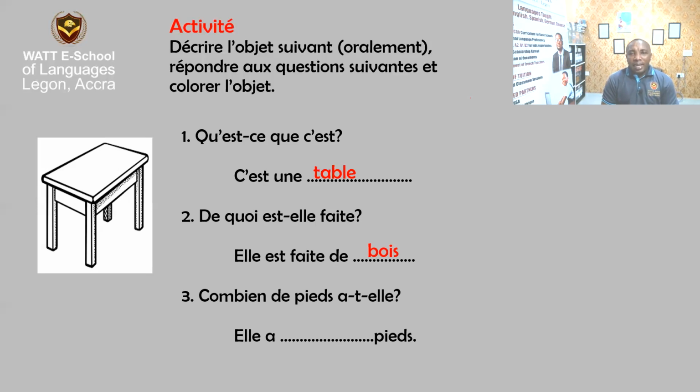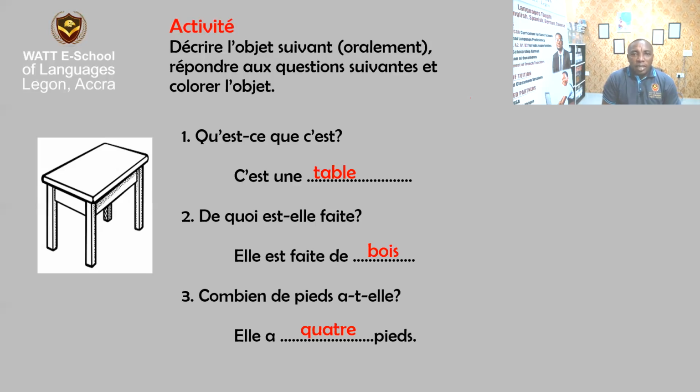Combien de pieds a-t-elle? Pied is leg. So they are asking you, how many legs does it have? You are telling me 4 legs, you can see. So what does 4 mean? 1, 2, 3, 4. So it has 4 legs, 4 pieds. That's the answer to the question.